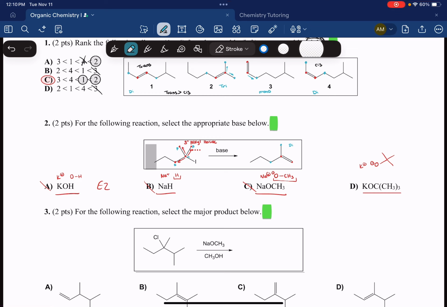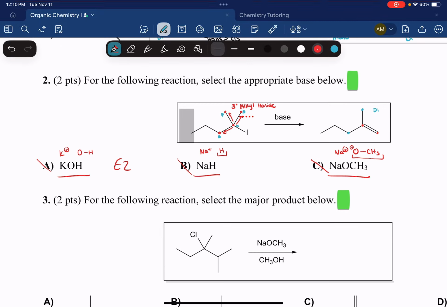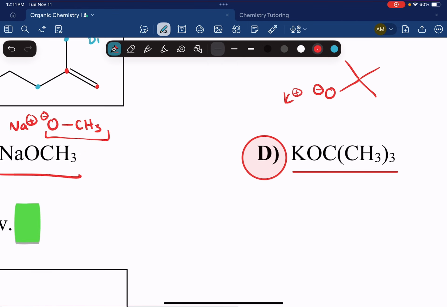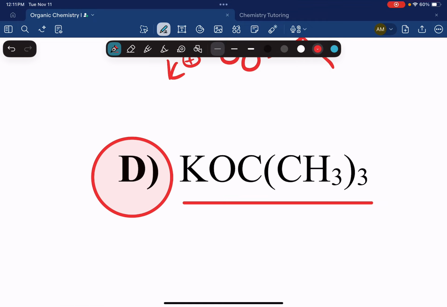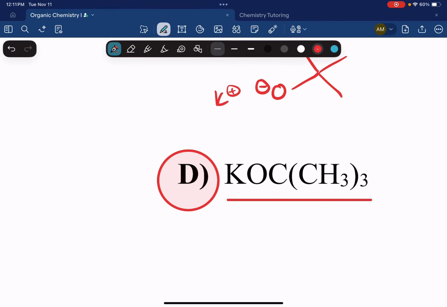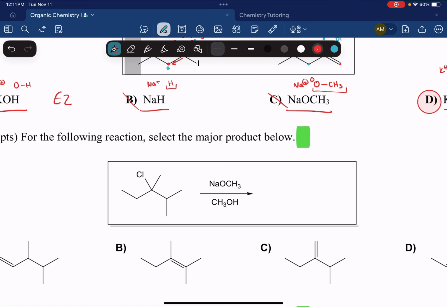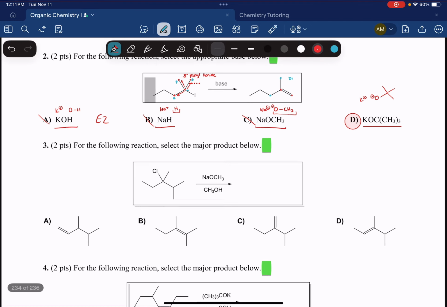And if it's E1, the base that would work best with it is this one, D. So all of these, A, B, and C, have something in common. They're strong, non-bulky bases, which if this was E2, any one of them would have worked. The only one that's different in our answer choices is this one, because it is a bulky, not very strong base.